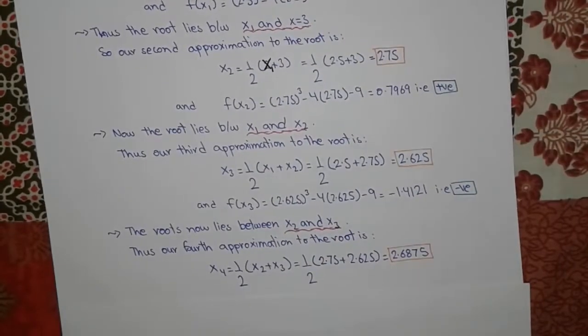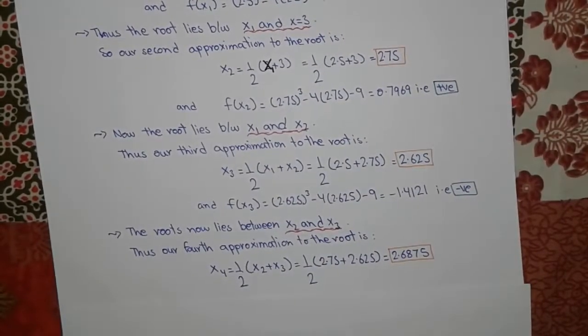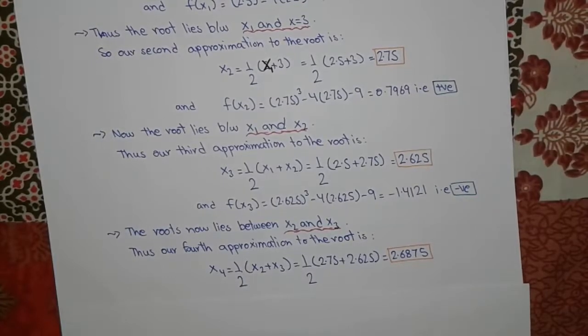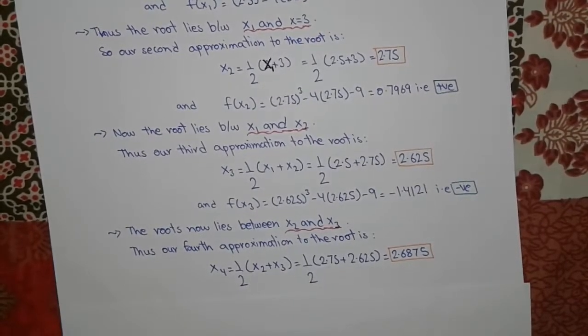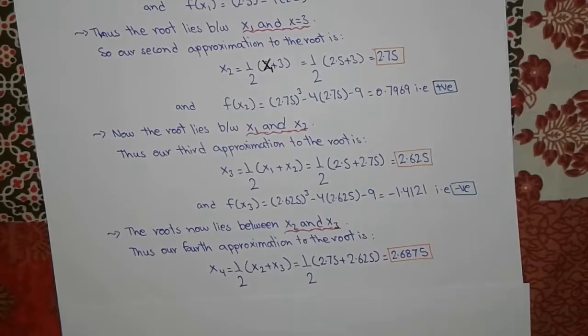Now the root must lie between x2 and x3. So our fourth approximation to the root is x4 equals 1 over 2 bracket open x2 plus x3 bracket close. So that is coming 2.6875.